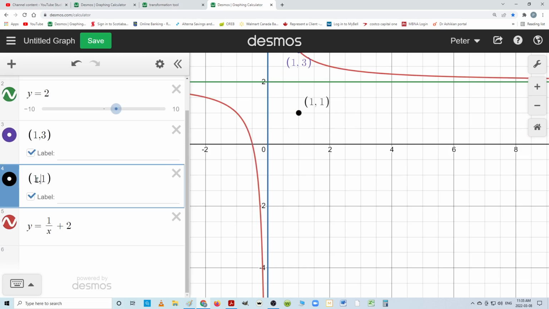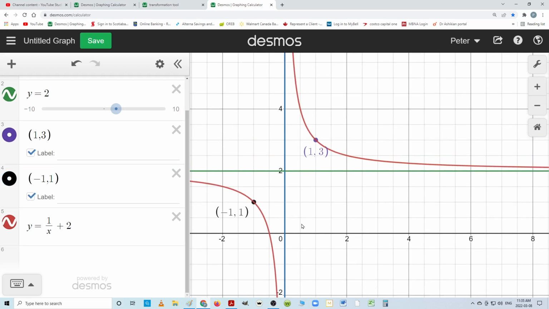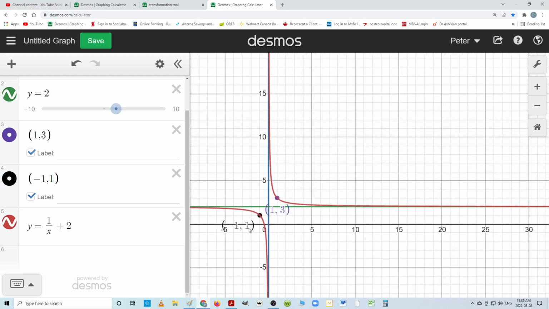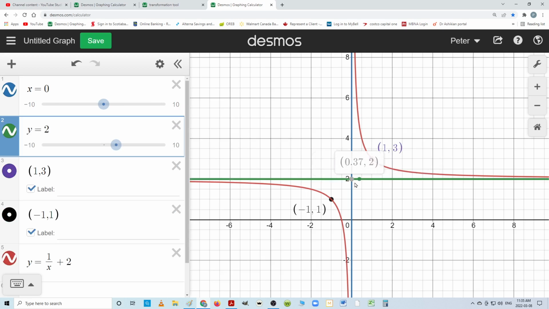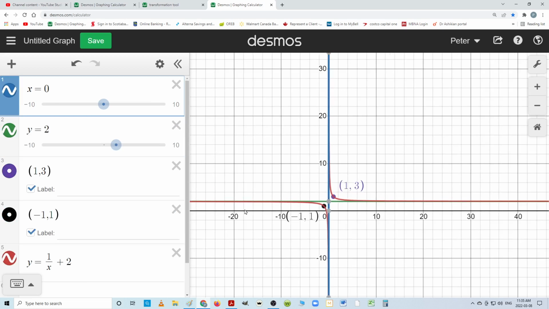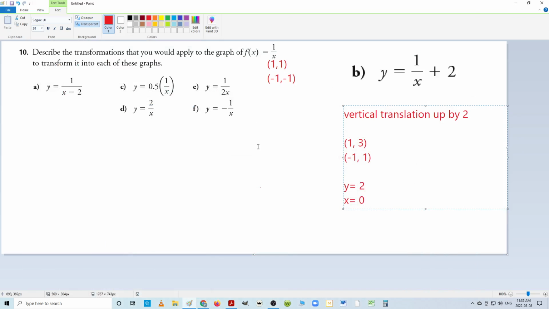Oops. So what did I do wrong? Oh, this should be negative 1. There we go. And there's a good example if you catch yourself making a mistake. But you can see the translated points are there. There's the new horizontal asymptote, and the vertical asymptote has stayed the same. So it translates exactly as expected.